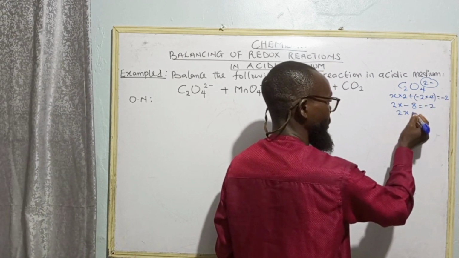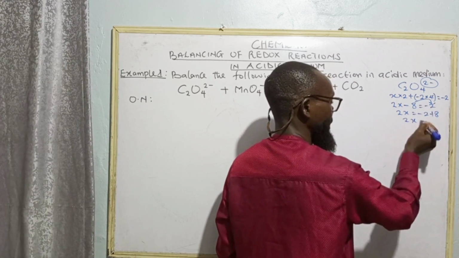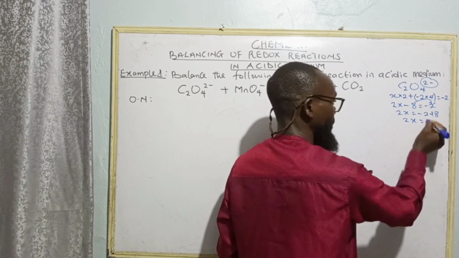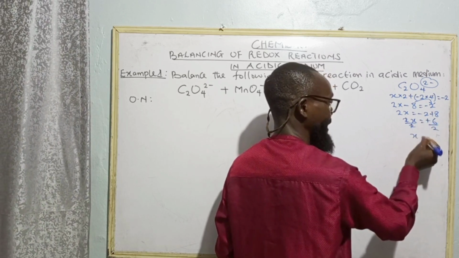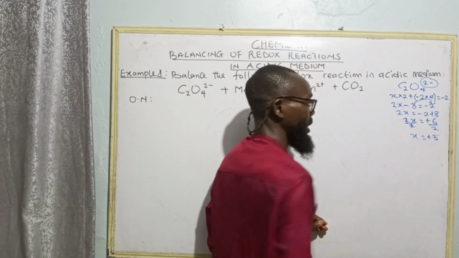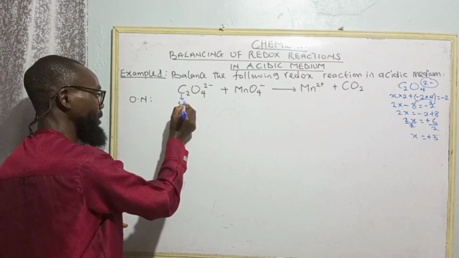Here we have 2x equals minus 2 plus 8, so 2x equals plus 6. Divide both sides by 2 to get our value of x. x equals plus 3. Now, the oxidation number of carbon here is plus 3.